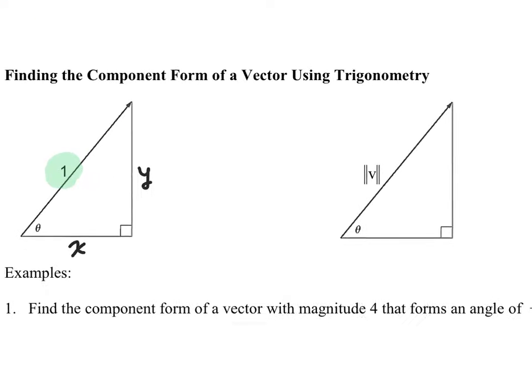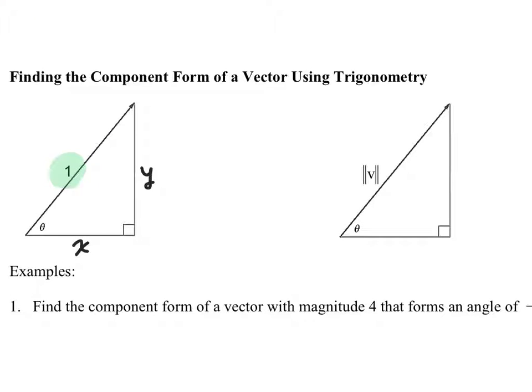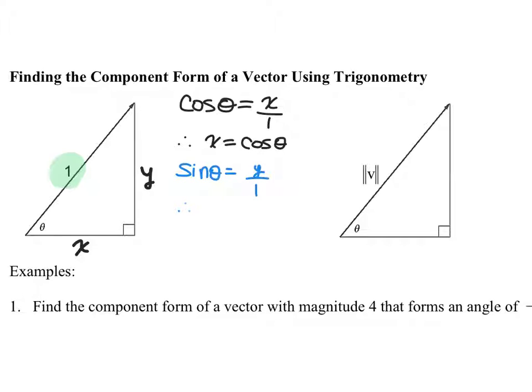All right, so I'm just going to go back to early discussions related to the unit circle. One of those early discussions was that cosine of theta would be equal to adjacent over hypotenuse, x over 1, which would imply that x is equal to cosine of theta. I would also have sine of theta is equal to y over 1, which would imply that y is equal to the sine of theta.